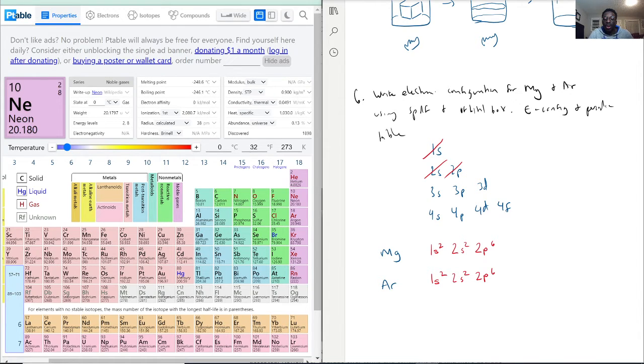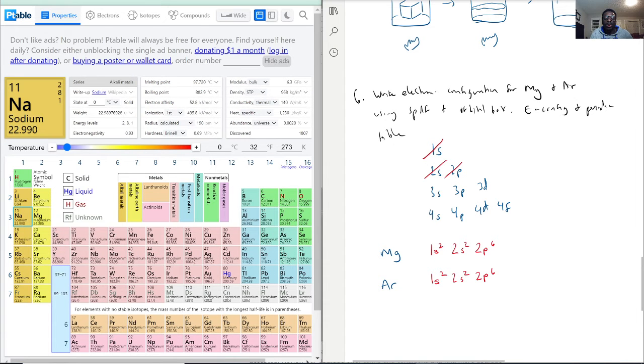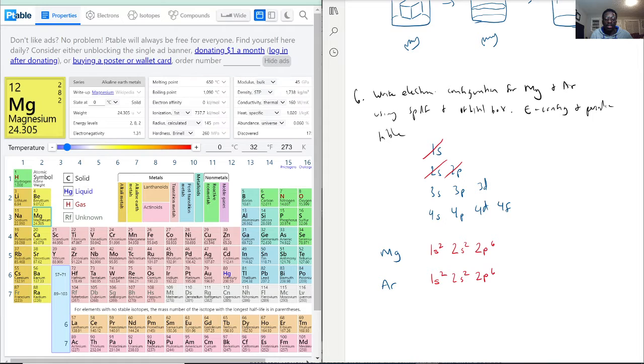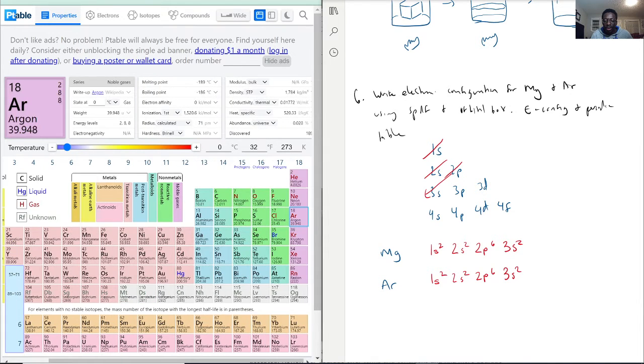And now we need to get to magnesium. That would be 3s2 because it's on the third row, it's in the s columns, and magnesium is the second one. And for argon, it's already past 3s2, okay? Because argon is a noble gas right here. So to get to argon, starting from aluminum, we would have 3p6. That covers the 6 there. So this would be the SPDF notation for it.